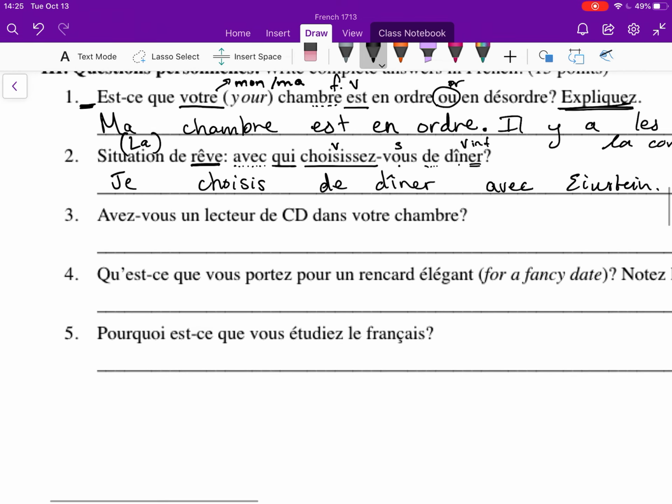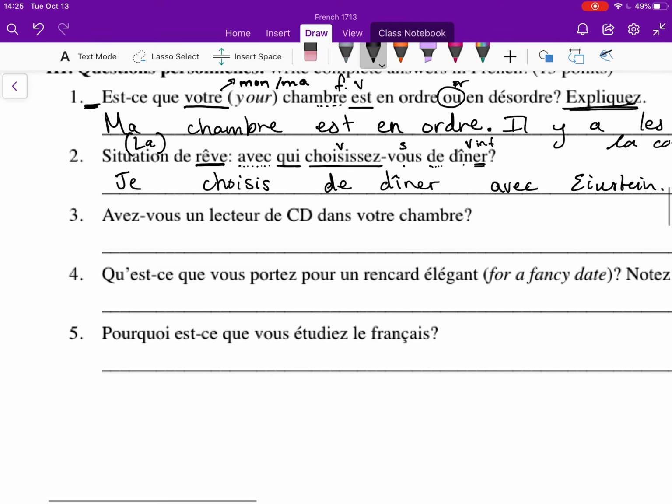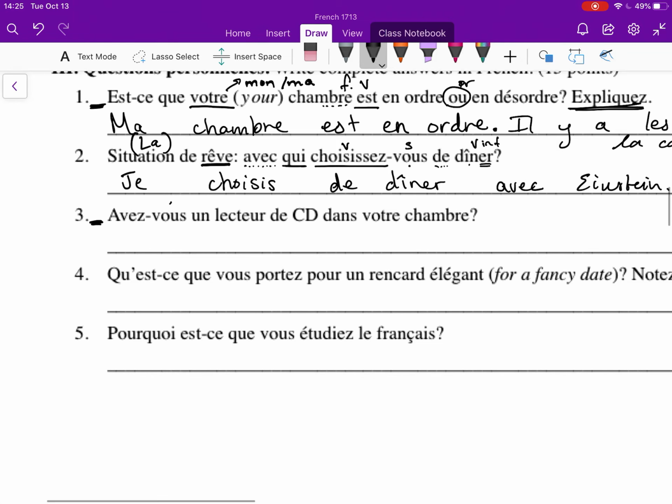Avez-vous un lecteur de CD dans votre chambre? Let's break it down. Do you have a question word before the inversion? No, you don't. So this is a yes-no question. Find your subject and verb. Just one verb. So you want to reuse that structure. The vous will become je. Avez will become ai. I want to watch out for vowels here. So, j'ai.